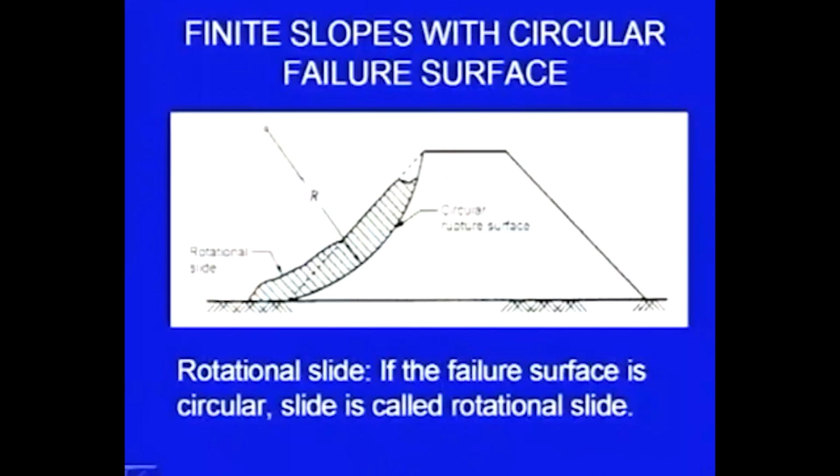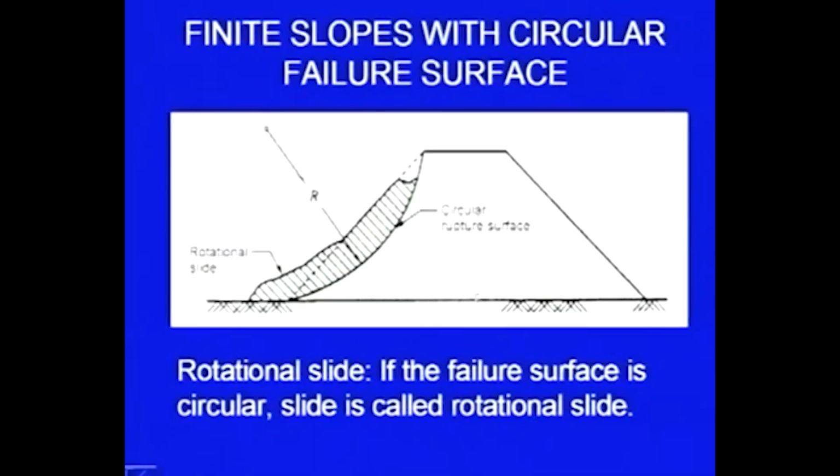Here this is an embankment or an earth dam, and this particular face there was sliding, and it has been observed that this surface is almost a circular surface. So in 3D it will be a cylindrical surface, in 2D it is a circular surface. So these kinds of failures are called rotational slides. Rotational slide means if the failure surface is circular, the slide is called a rotational slide.